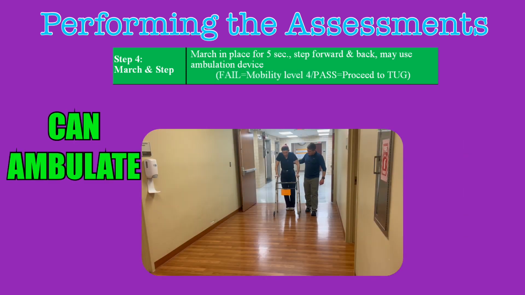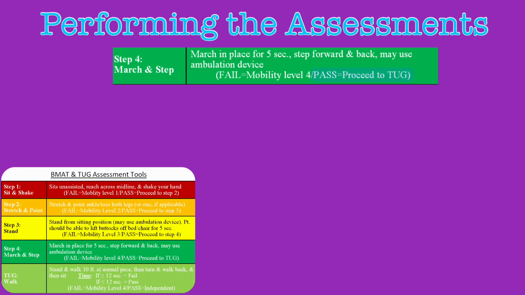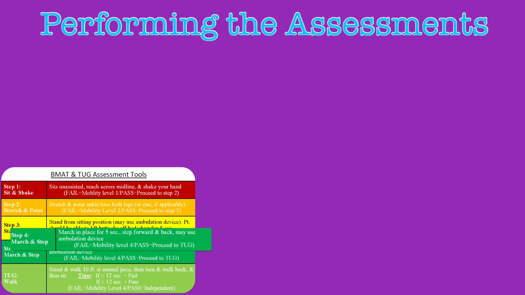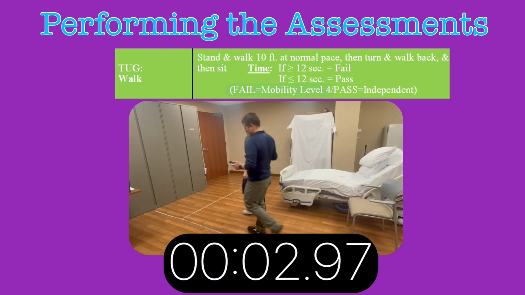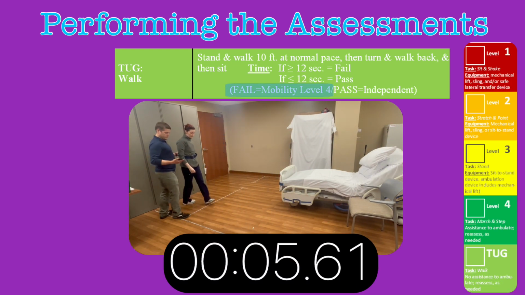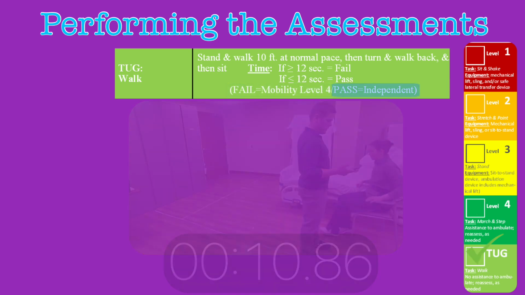Level 4 patients may be able to ambulate, but they are not independent. If the patient passes Level 4 and you did not already perform a TUG test, proceed to the TUG test described at the beginning of this video. If they fail the TUG test, they are still a Mobility Level 4 patient. If they pass the TUG test, they are considered independent.